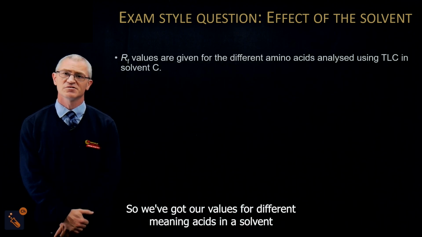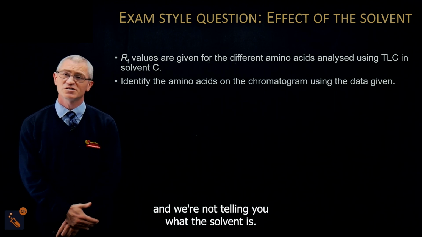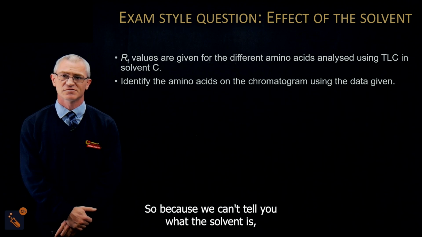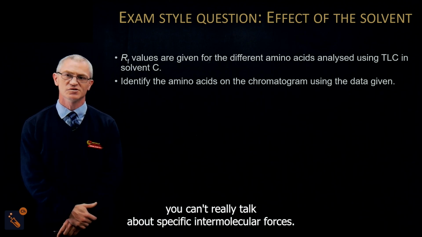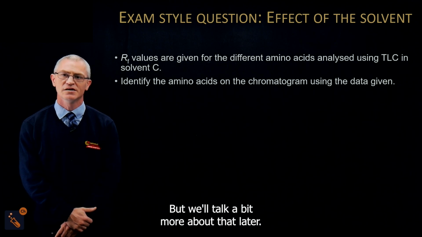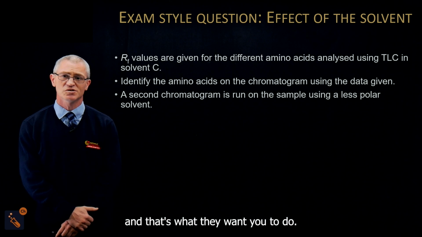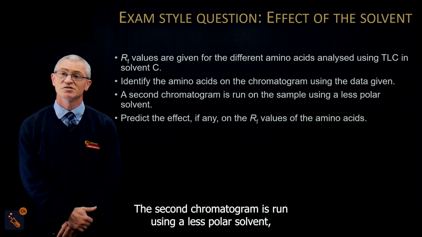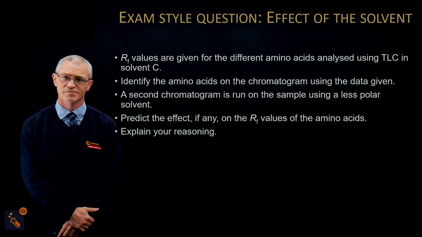Our next question covers the effect of the solvent on the RF. So we've got RF values for different amino acids in a solvent, and we're not telling you what the solvent is. Because we can't tell you what the solvent is, you can't really talk about specific intermolecular forces, but we'll talk a bit more about that later. You identify the amino acids on the chromatogram using the data, and the second chromatogram is run using a less polar solvent. Predict the effect on the RF and explain your reasoning.